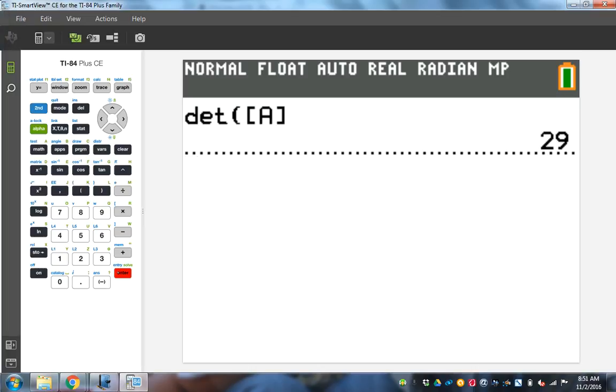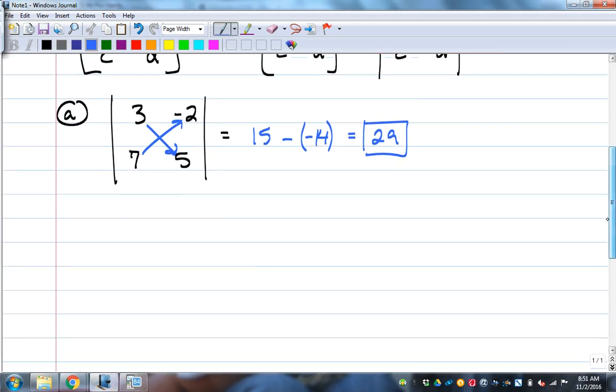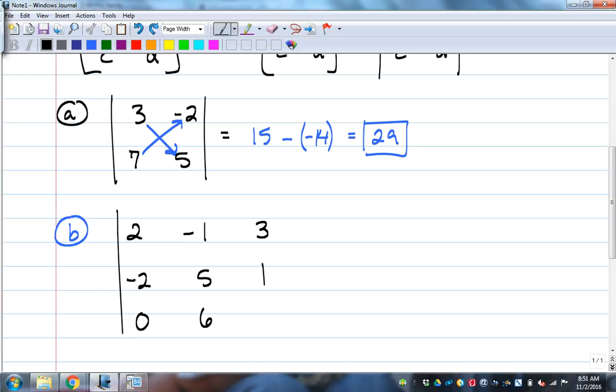I'm slower at typing them in than I am at working them out until they get to be 4 by 4 or larger. 3 by 3s are not too bad to do by hand. They're not real fun, but they're not too bad. So let's look at a 3 by 3. Determinant of 2, -1, 3, -2, 5, 1, 0, 6, -9.